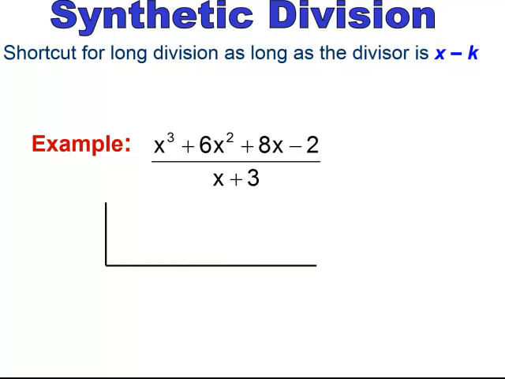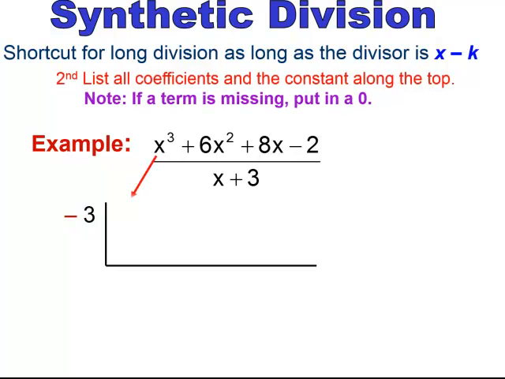Now, how synthetic division works is you write a half box, and then you take what the divisor is, that x plus 3, and you give it the opposite. So it's plus 3, you want to put minus 3 on the outside of the box. Whatever your divisor is, you're always using the opposite of what it is. So the opposite of x plus 3 would be minus 3. So you put the minus 3 on the outside.